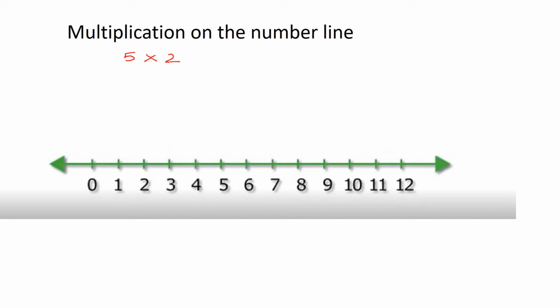I told you already to draw and keep 4 number lines children. So this is the first number line that you are going to draw. The first one is 5 into 2.